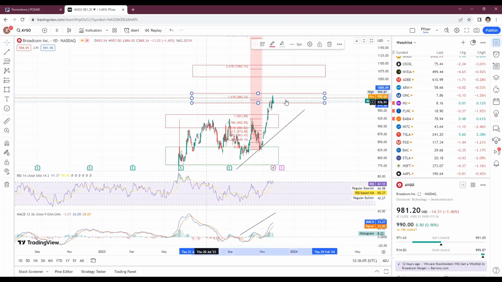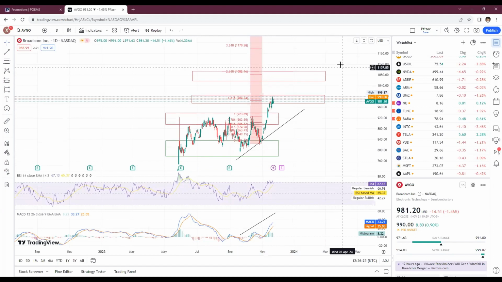So what I want Broadcom to do is to stay above this line, and once it breaks out, I will probably enter and then exit at the 2.618 level. That is my imaginary level, because that's the resistance line I'm looking at. So this is just a very small example of how I'll do my trades.